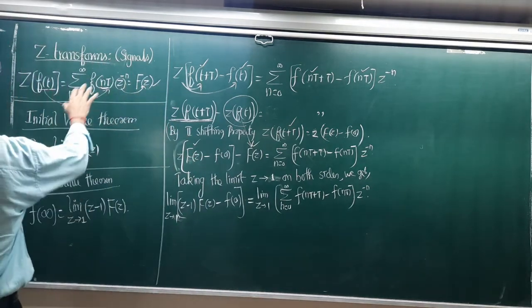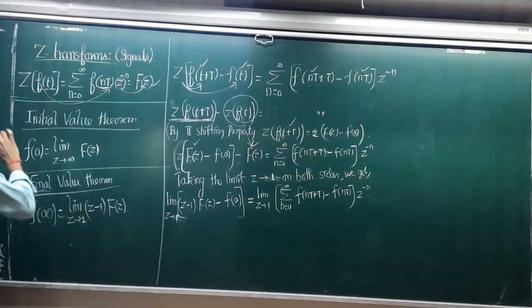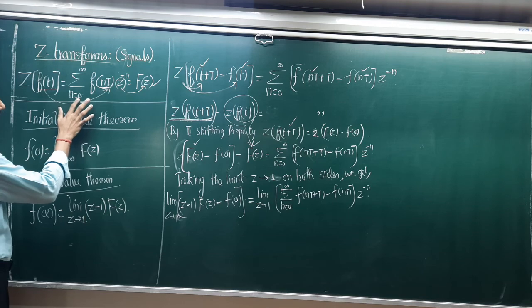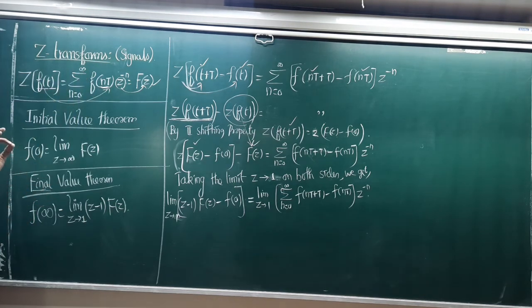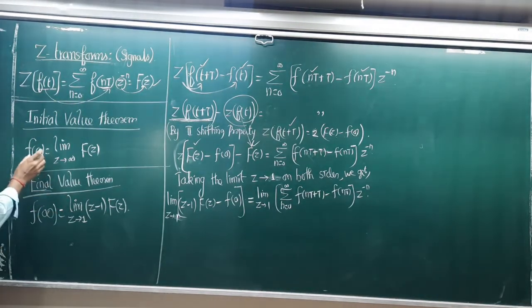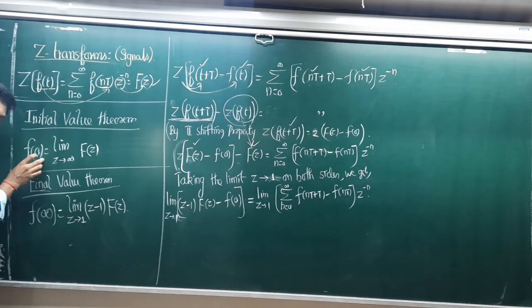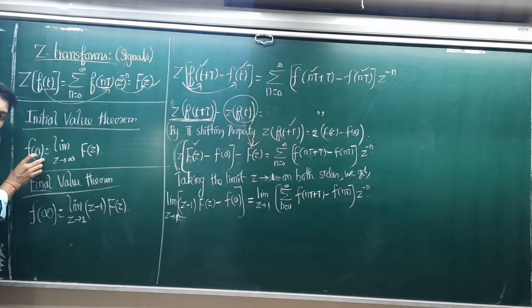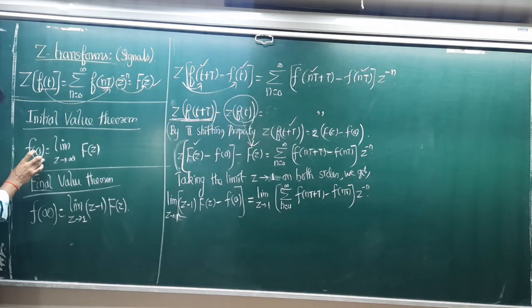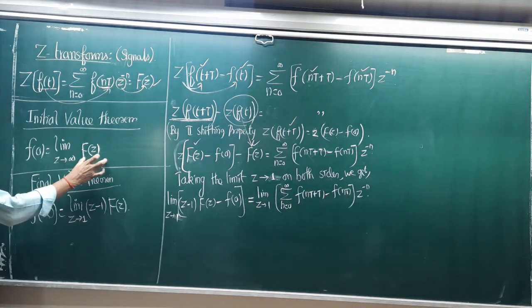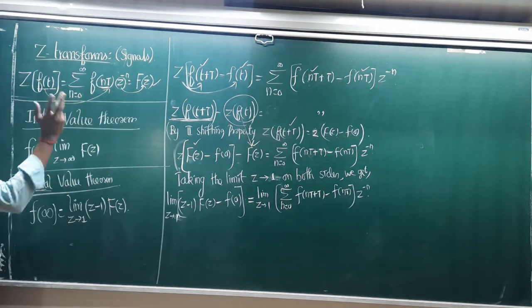What is the Z transform of the signal f of t? The minimum value is 0 for n, the maximum is infinity. So n equal to 0, that is t tends to 0, f of 0, that is called the initial value theorem. The value for f of 0 is limit z tends to infinity of F of z. What is F of z? It is the Z transform of f of t.